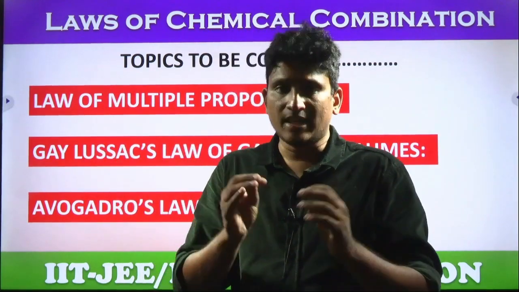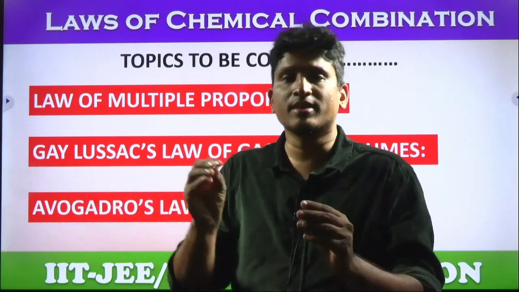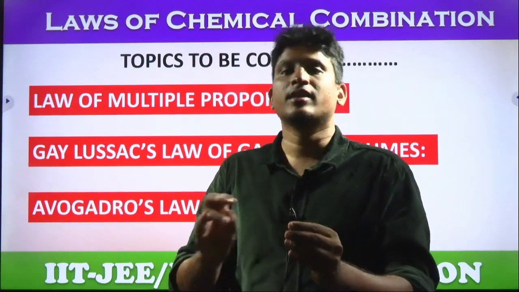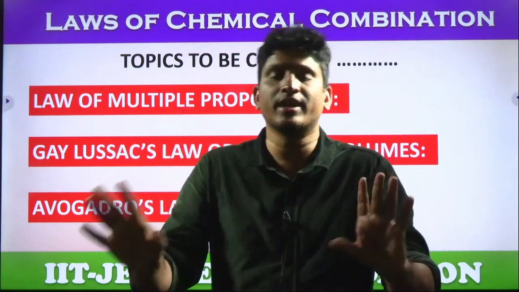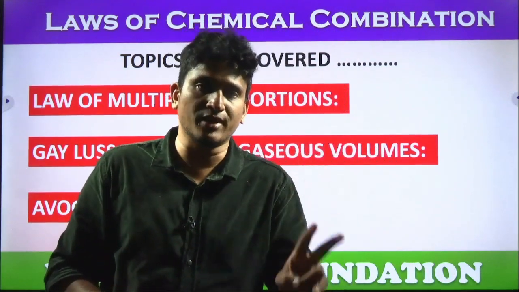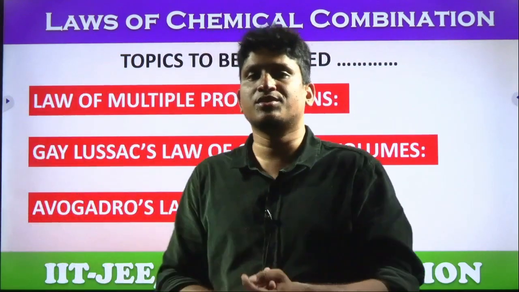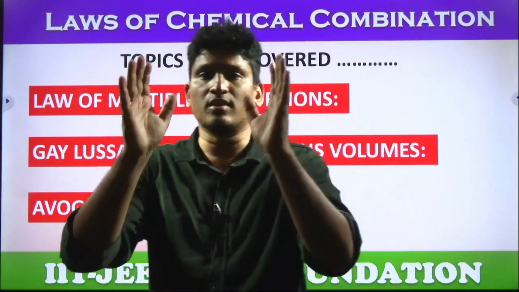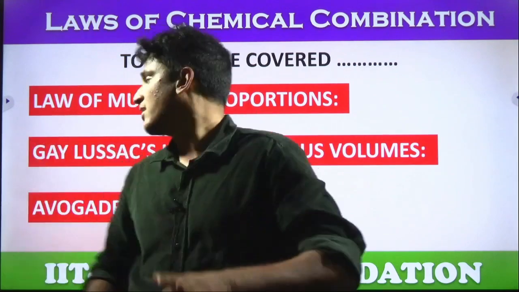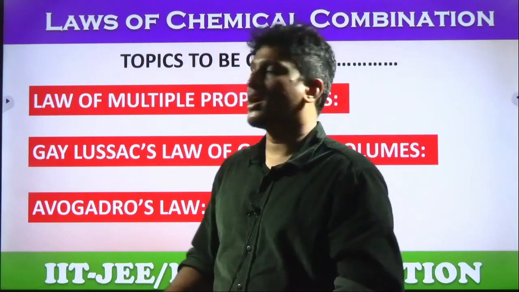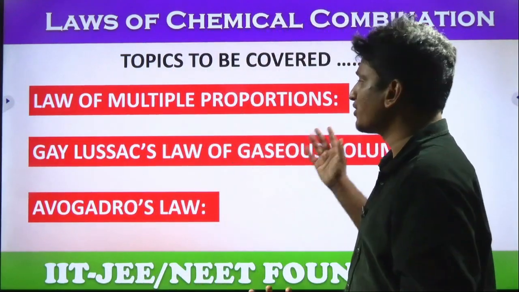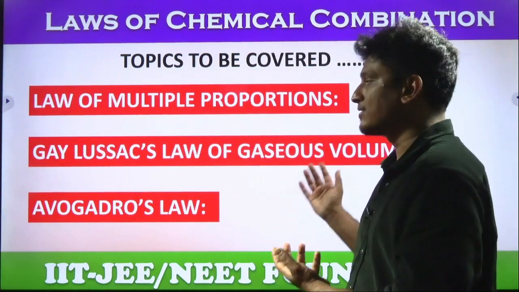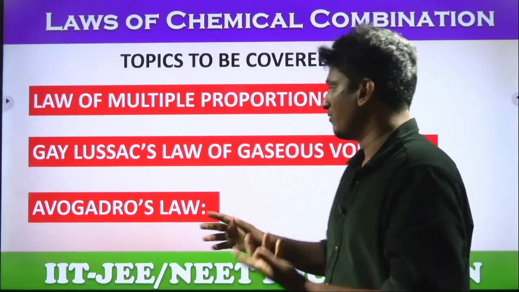That means CO2, here or anywhere, always contains 12 grams of carbon and 32 grams of oxygen. H2O anywhere always contains 2 grams of hydrogen and 16 grams of oxygen, 1:8 ratio by mass. Okay, that is fixed, that is constant proportions by mass. So next, we have the law of multiple proportions as well as Gay-Lussac's law of gaseous volumes and Avogadro's law. We'll discuss them in this video.